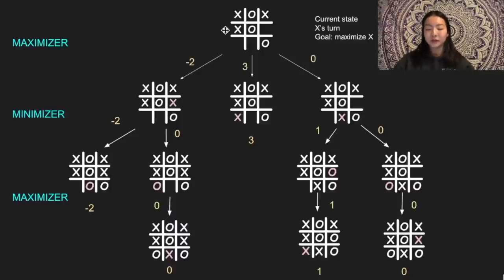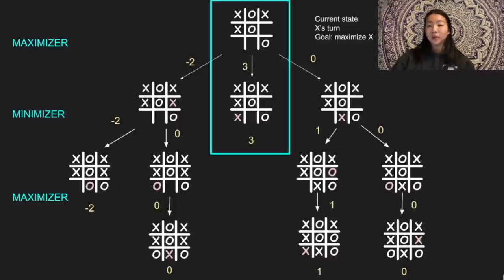In the next stage, it's back to X's turn, and we want to maximize X. Between -2, 3, and 0, obviously 3 is the maximum, so we would choose that middle path. So now we know what the most optimal solution is in order to win in the least number of steps possible.